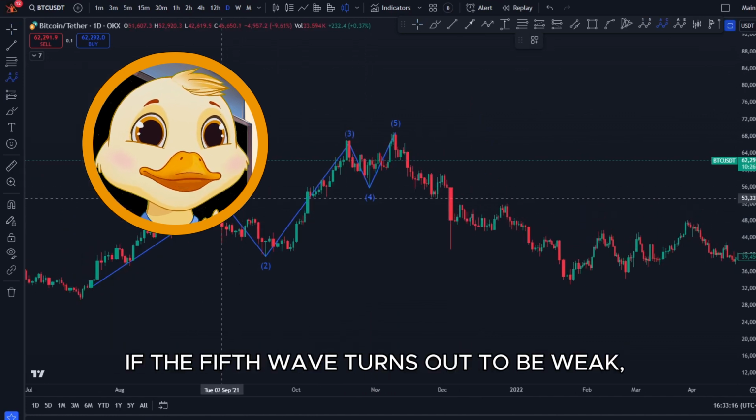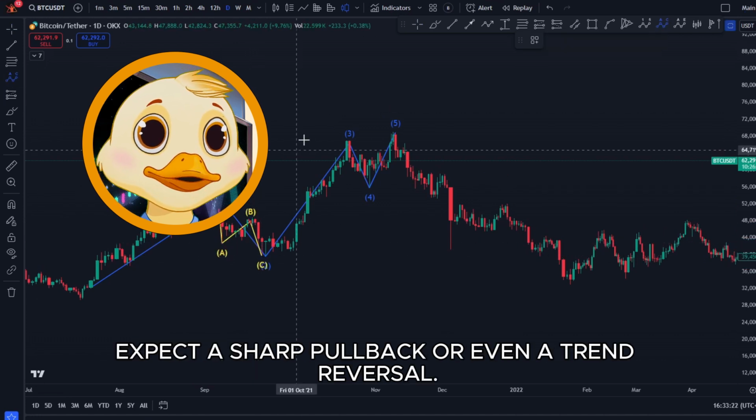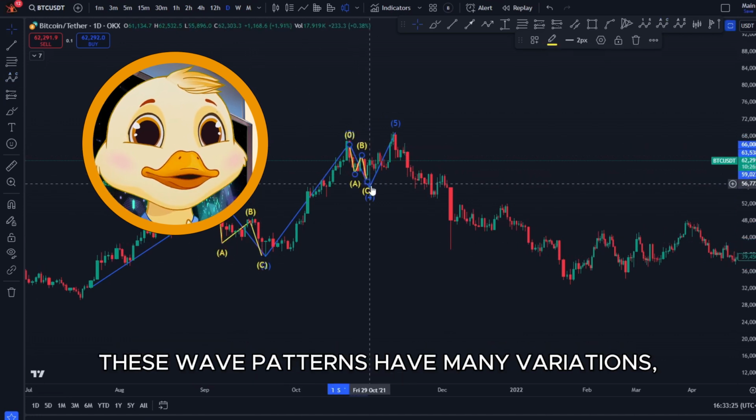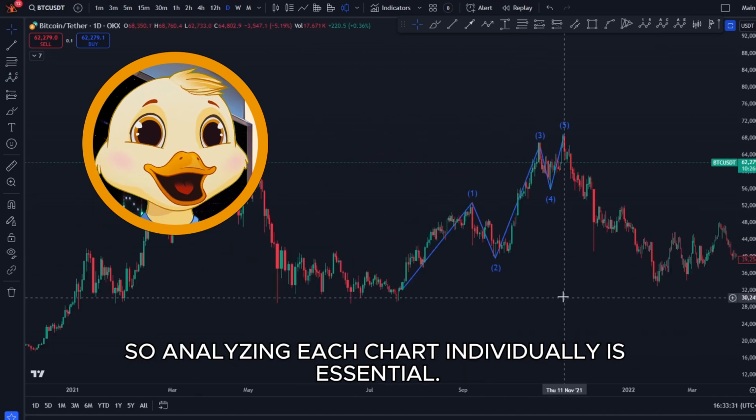If the 5th wave turns out to be weak, expect a sharp pullback or even a trend reversal. These wave patterns have many variations, so analyzing each chart individually is essential.